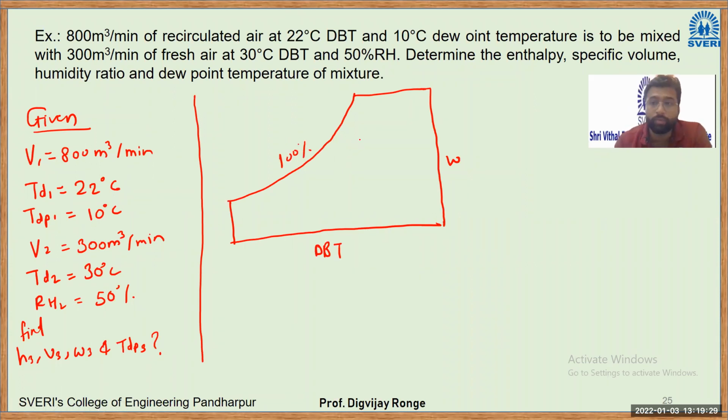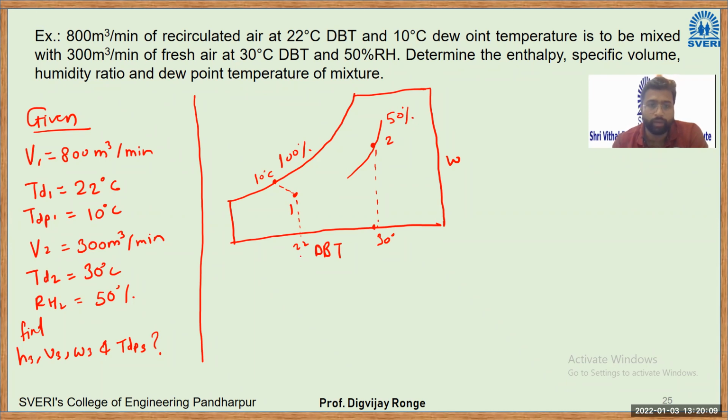Now in this case we have point 1 and point 2. So 22 and 10 degrees Celsius, somewhere here there will be point 1, and this may be 22. Then we have 30 degrees Celsius and 50% RH somewhere. So let us say this is point 2. Here we have 30 degrees Celsius DBT, and here we have 50% RH, and here we have the dew point temperature, that is 10 degrees Celsius. So this way I have got point 1 and point 2.